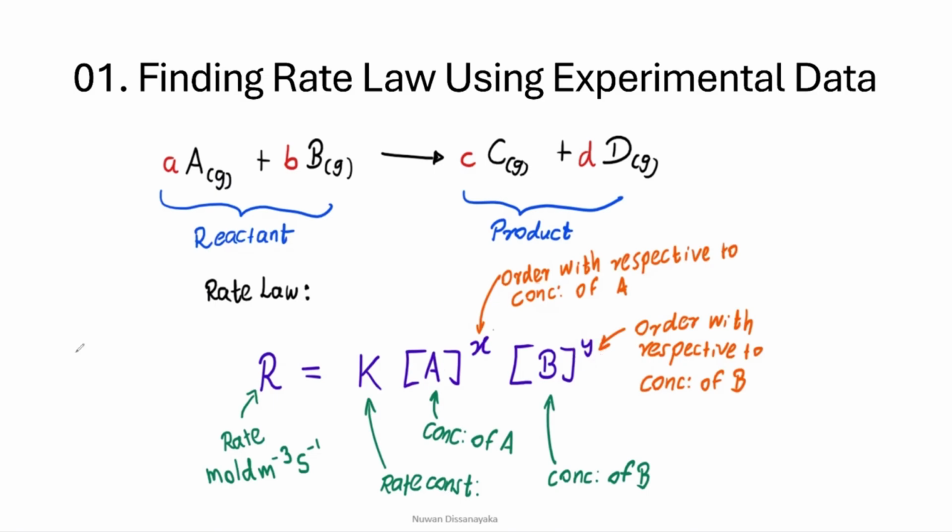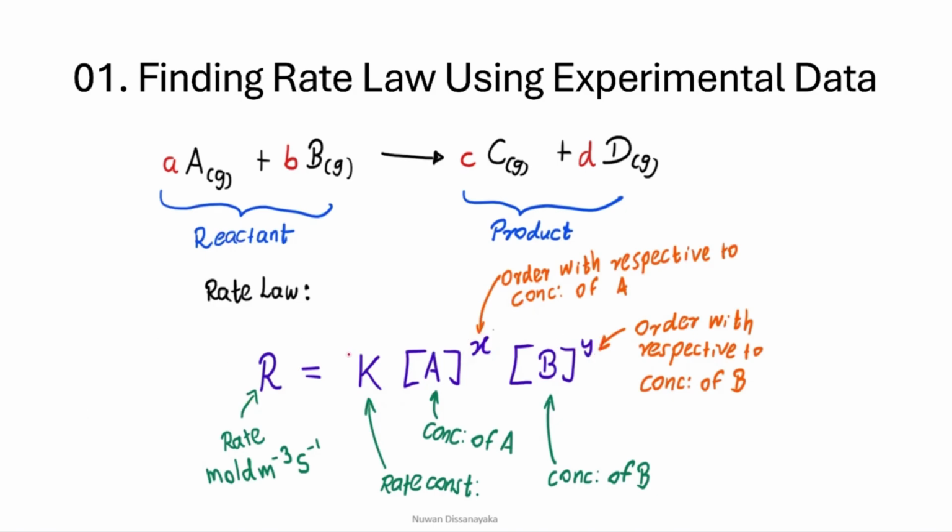So rate law simply tells you rate equals a constant, we call it rate constant, multiplied by the concentration of the first reactant to the power X. X is the order with respect to that reactant, times concentration of the second reactant to the power Y. If you have a third reactant, it will be concentration of the third reactant to the power Z. That's how you write the rate law. So our job here is to find these orders X and Y. So without wasting time, let's see what are the things we have to remember.